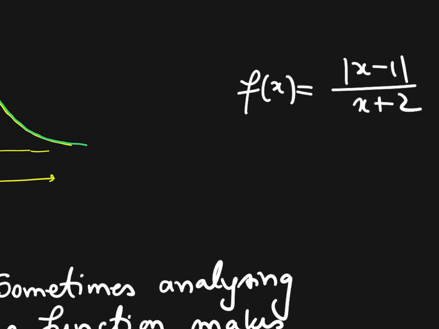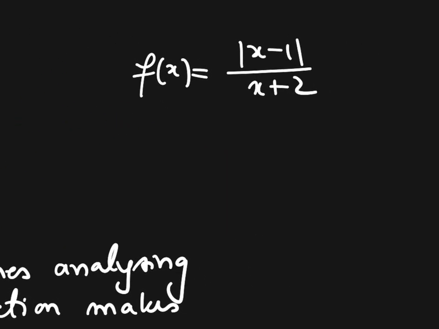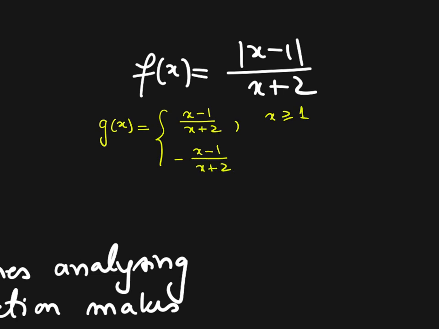How about if we have something like this? Well, in this case, you can't really use any of the properties and we'll have to turn it into a piecewise function. So I'll say that this one is x minus 1 over x plus 2 for x bigger or equal than 1, and minus x minus 1 over x plus 2 for x smaller than 1.